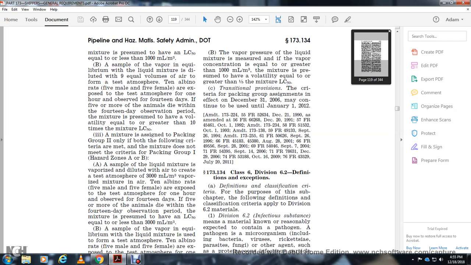The vapor measure for the liquid mixture is the vapor concentration equal to or greater than 1,000 milliliters per meter cubed. The mixture is presumed to have a volatility equal to or greater than the mixture's LC50. Under the transition provision, criteria for package group assignment at December 31st, 2006 must continue to be used until January 1st, 2012.